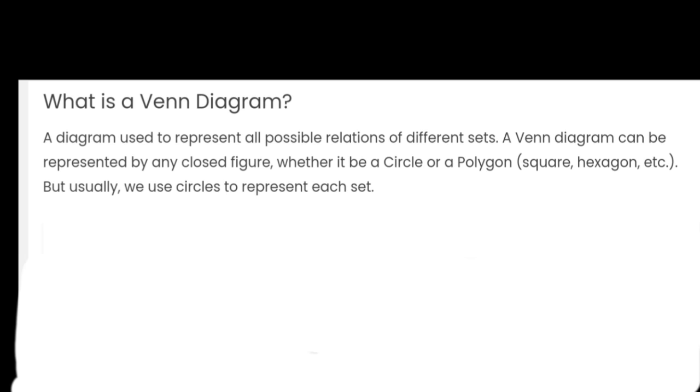The Venn diagram can be represented by any closed figures, whether a circle or a polygon, yes, but mostly they use circles for Venn diagrams. It can be a square, a hexagon, that's a shape that has six sides, etc. But usually we use circles to represent each set. You can use anything to represent a Venn diagram, but mainly we use circles.